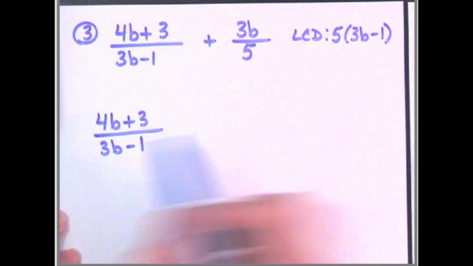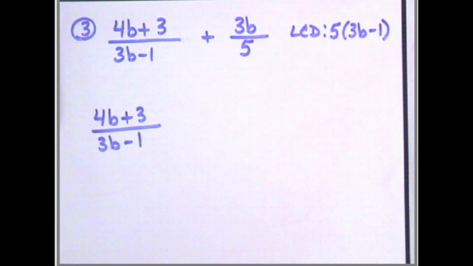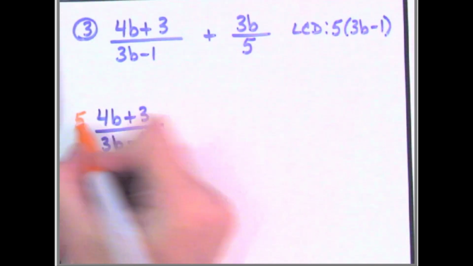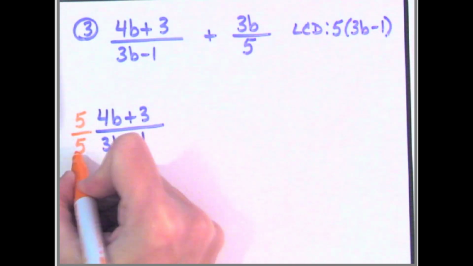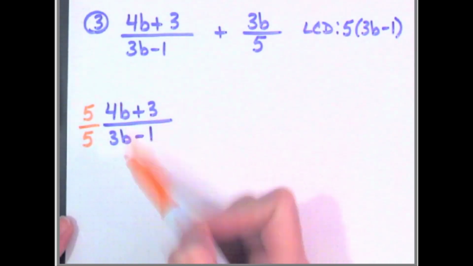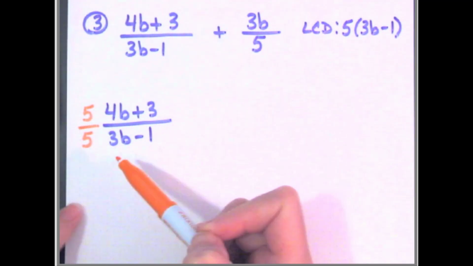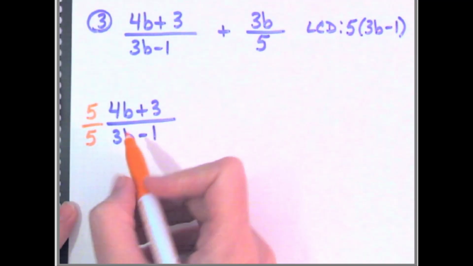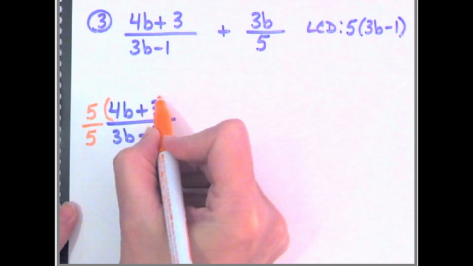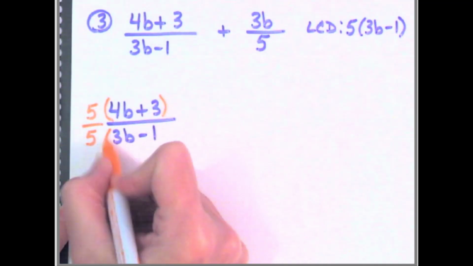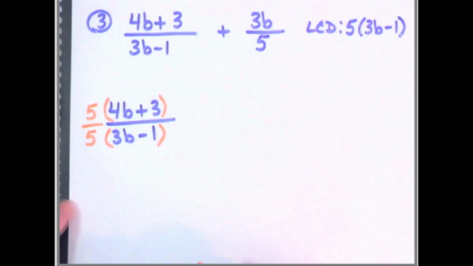And since that's a monomial, I'm just going to park that in front. So I'm going to multiply the top and the bottom by 5. And that way I haven't changed its meaning, because we know 5 divided by 5 is just 1. So that's okay. That's perfectly legal. And since this is a binomial, I'm just going to put each of these in parentheses.